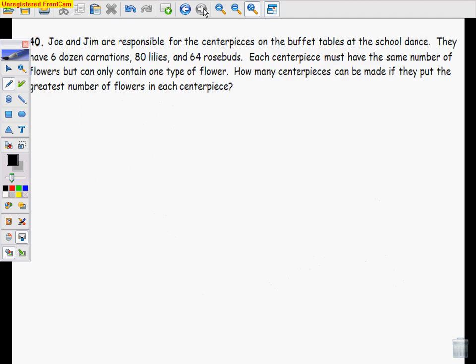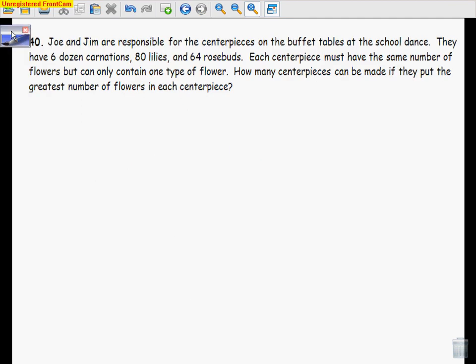Lastly, number 40. Joe and Jim are responsible for the centerpieces on the buffet tables at the school dance. They have 6 dozen carnations, 80 lilies, and 64 rosebuds. Each centerpiece must have the same number of flowers, but can only contain one type of flower. How many centerpieces can be made if they put the greatest number of flowers in each centerpiece?